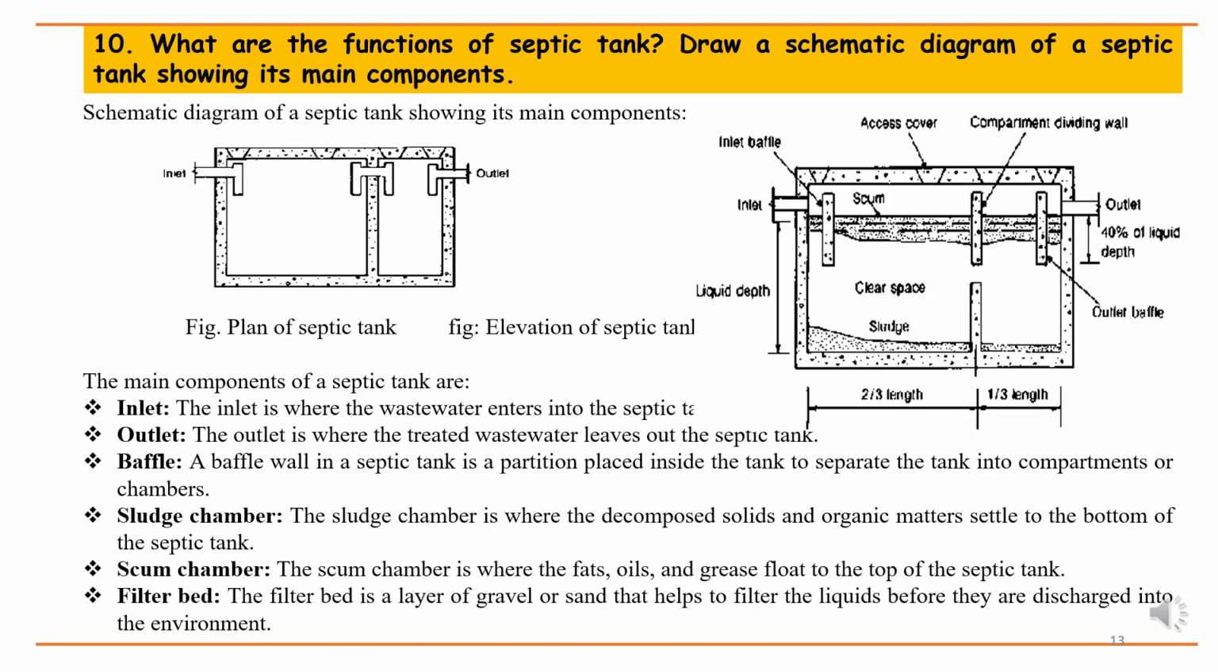Schematic diagram of a septic tank showing its main components. Fig. Plan of septic tank. Fig. Elevation of septic tank. The main components of a septic tank are: Inlet. The inlet is where the wastewater enters into the septic tank. Outlet. The outlet is where the treated wastewater leaves out of the tank.